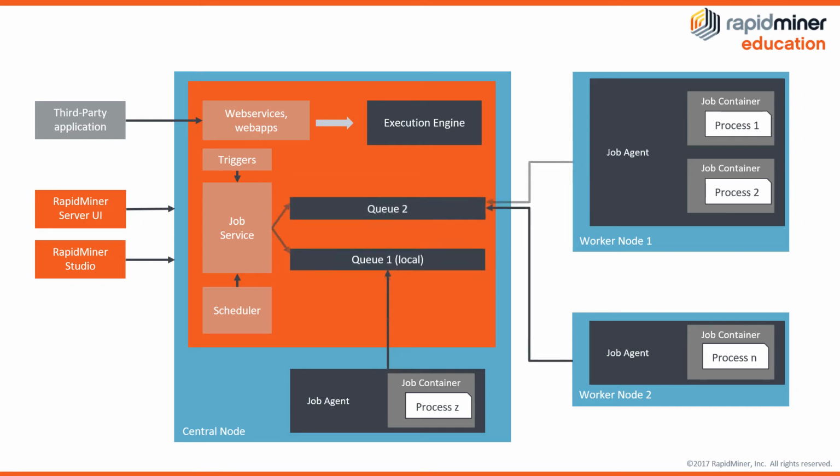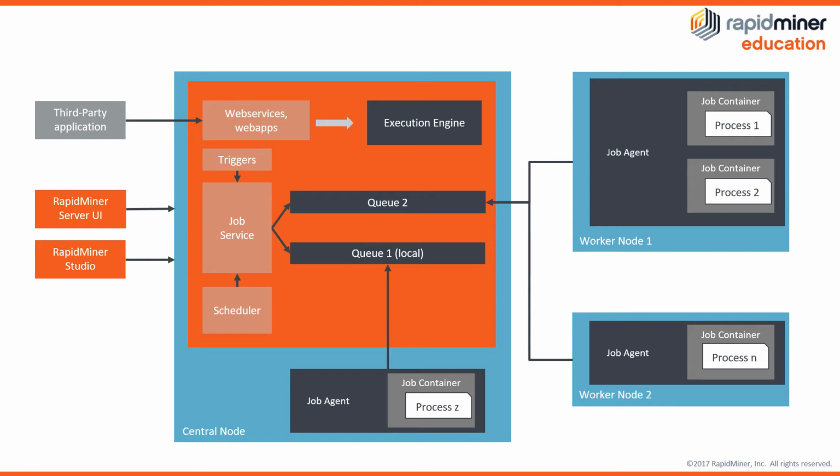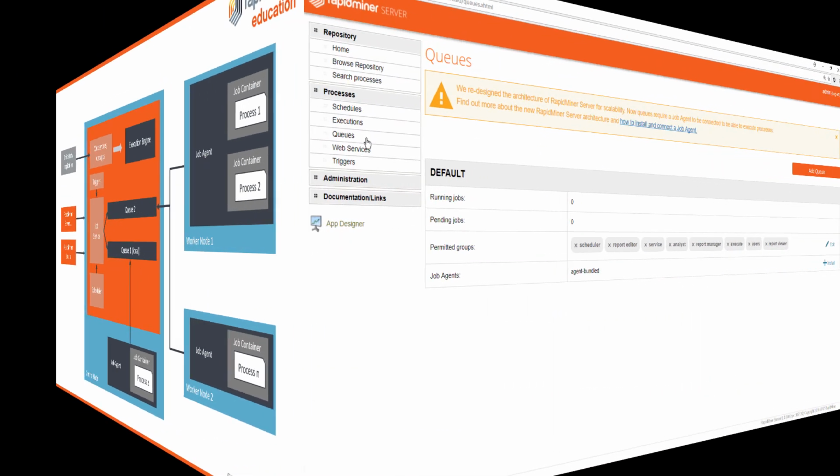You can also have multiple job agents connected to the same queue, and as mentioned, each agent can be connected to multiple dedicated containers. So you're really very flexible to scale this to become a very powerful computation platform. Okay, with this, let's go back.